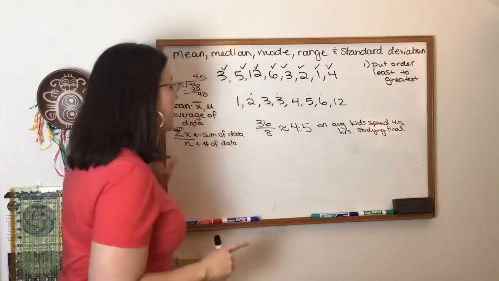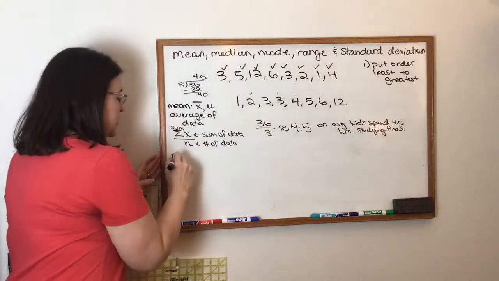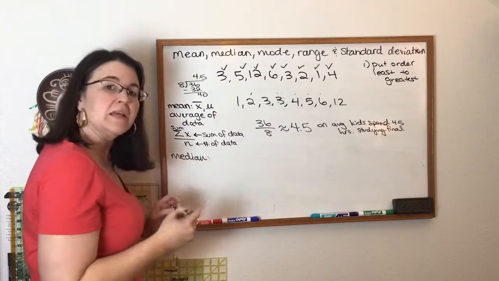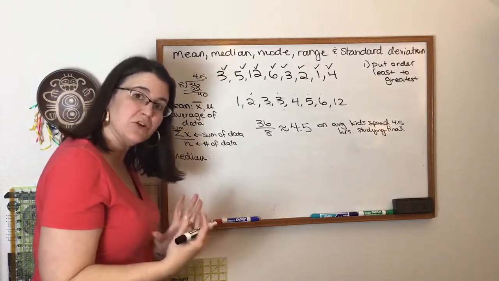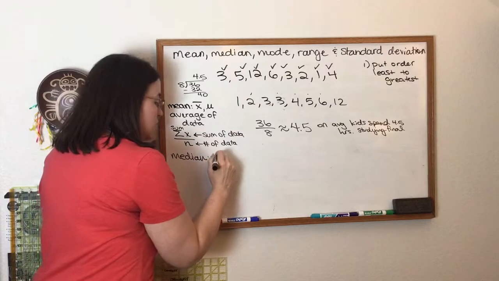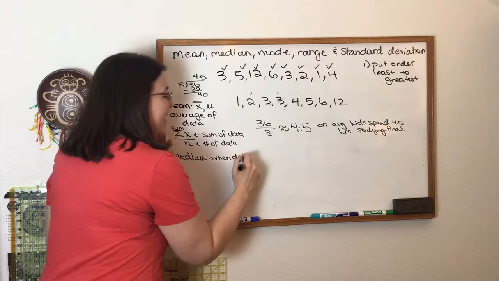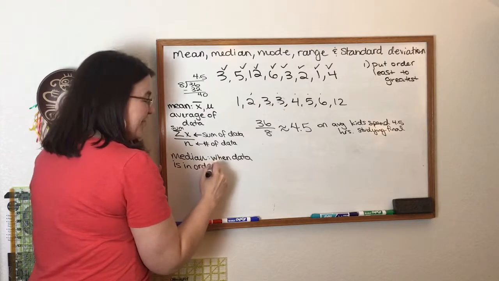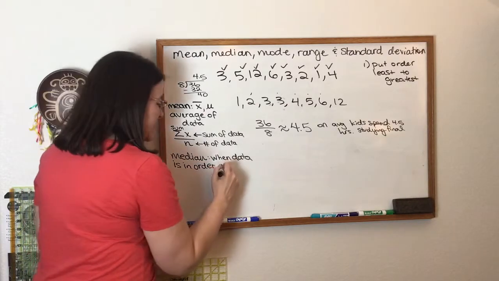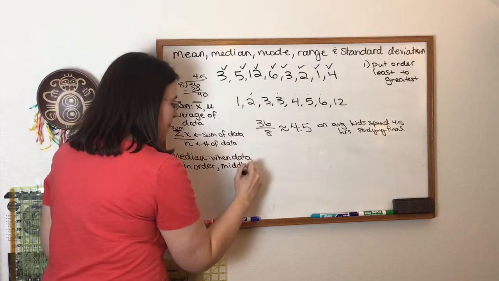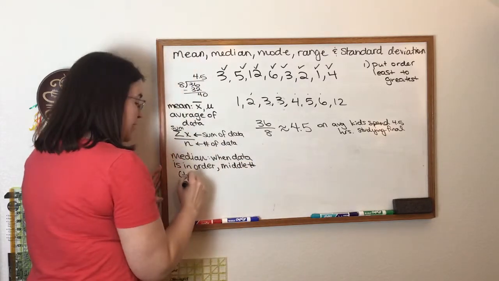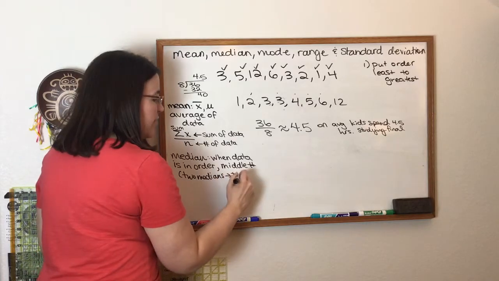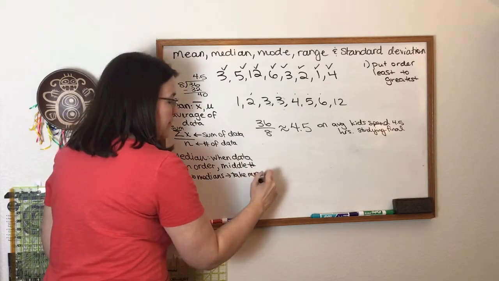Anyway. Now, the next thing that you can find is the median. The median is just like the median in a road. It's the center, but it has to be in order. So when the data is in order, can you hear how squeaky that is? I don't know if you can. When data is in order, it's the middle number. If there are 2 medians, take their average, or their mean.